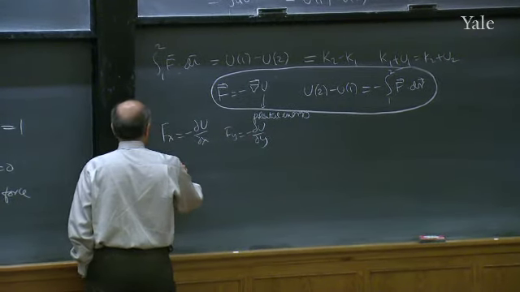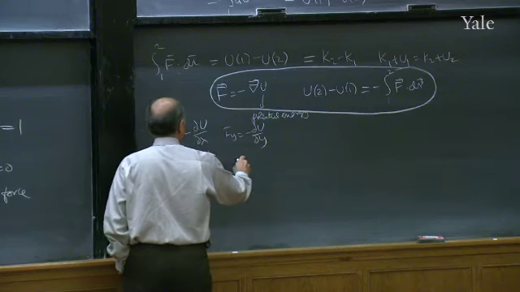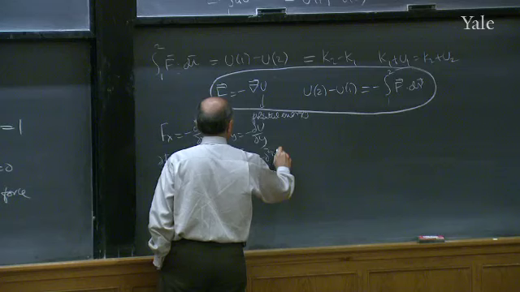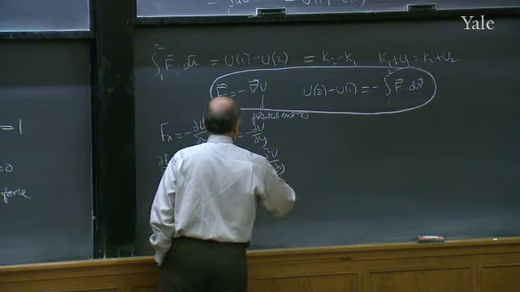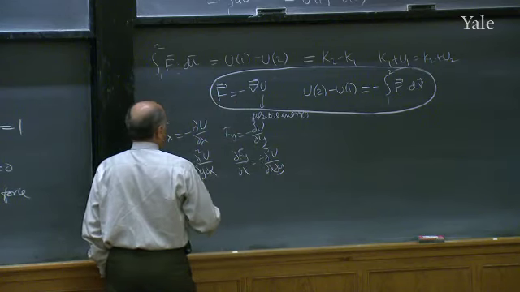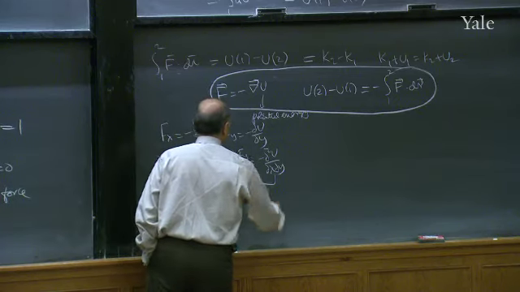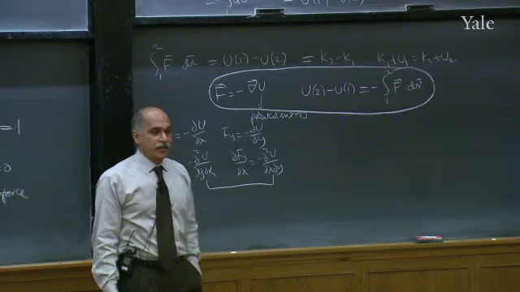Then consider dfx dy, which is minus d2u dy dx. Then consider dfy dx, which is minus d2u dx dy. And it's a property of partial derivatives that the second cross derivative is independent of whether you take dy dx or dx dy.